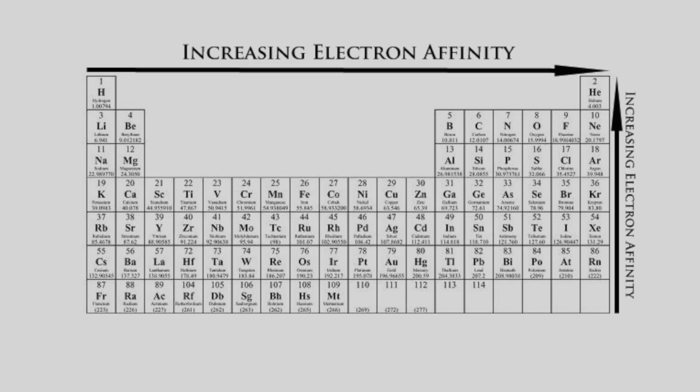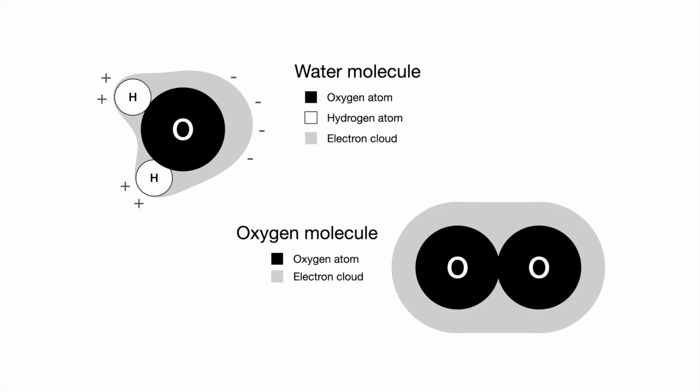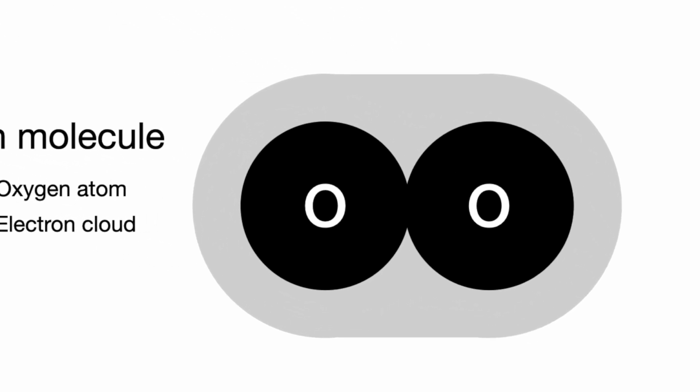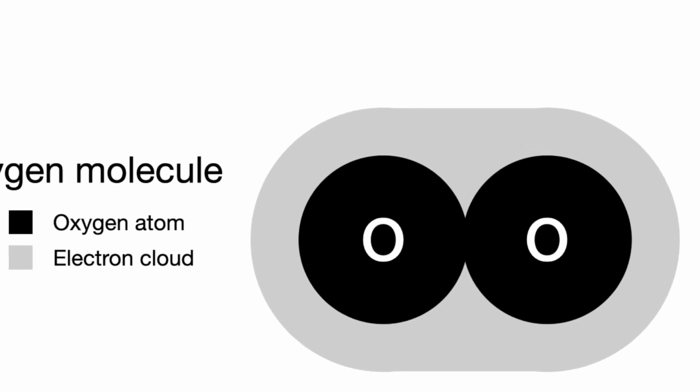Each atom of each element has its own ability to attract electrons. This ability is called electron affinity. A molecule formed by the same atoms shares the same electron affinity, so the electron cloud is equally divided. This is a nonpolar molecule. Examples of nonpolar molecules in our story are oxygen and nitrogen gases, which are abundant in the air.